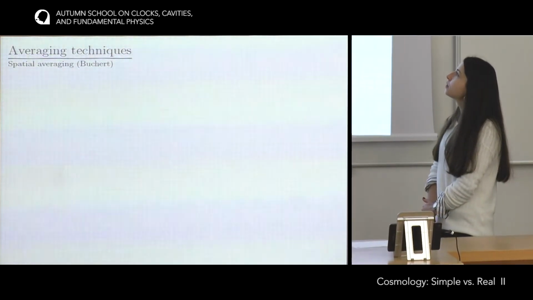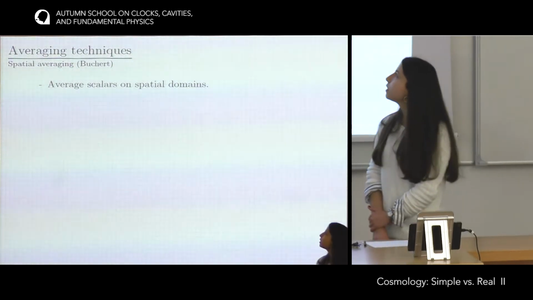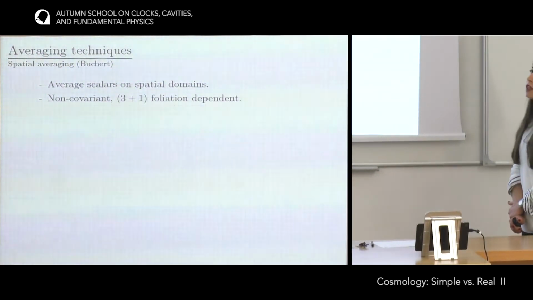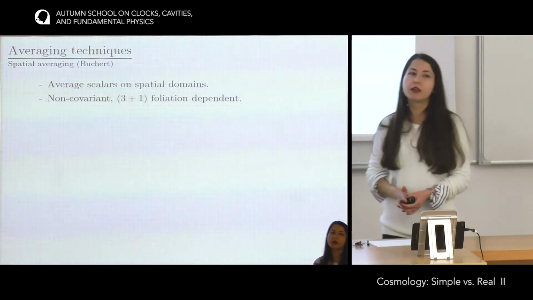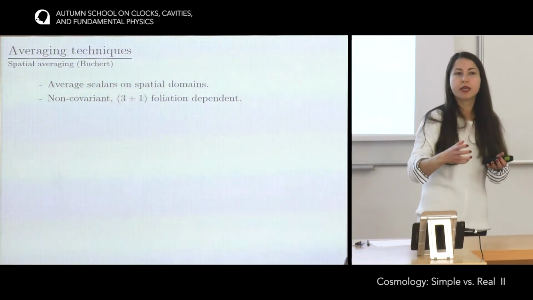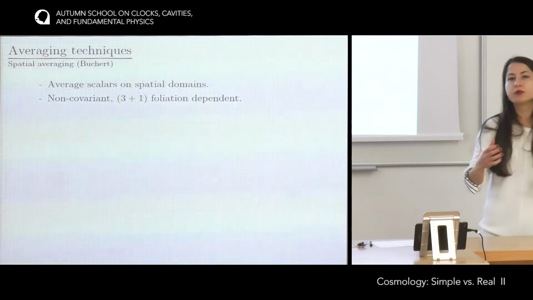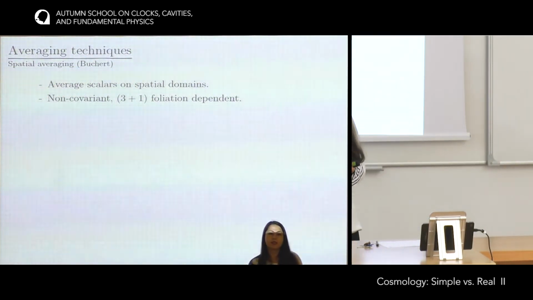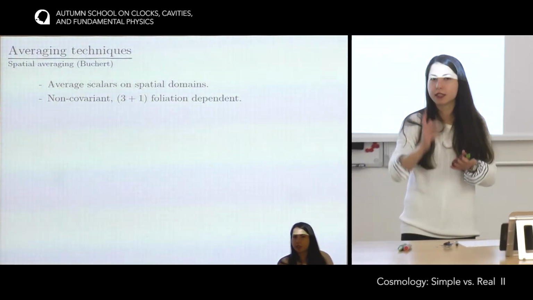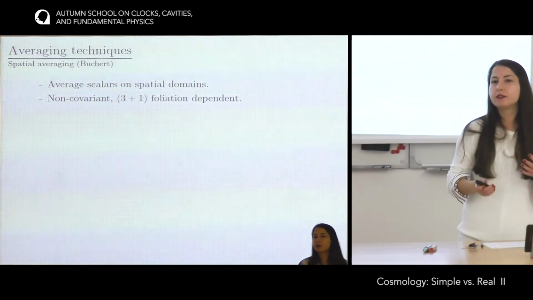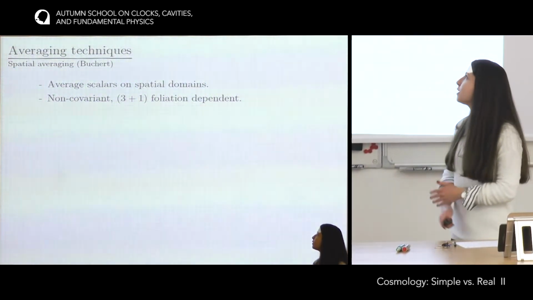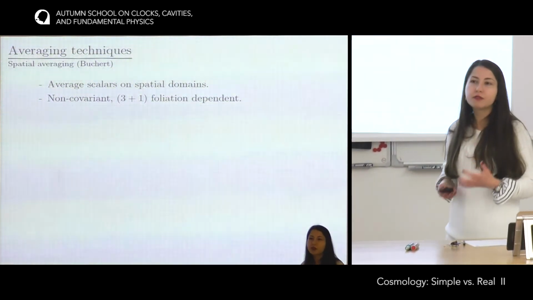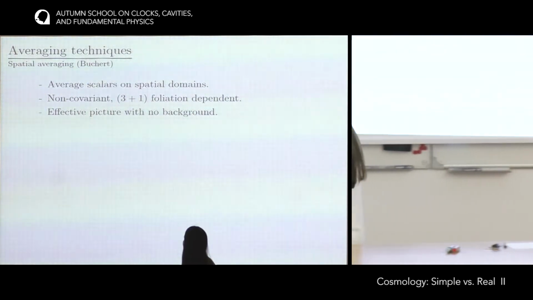So I'll start with Buchert's averaging. It averages scalars on spatial domains, and it's not covariant. It depends on how you define your spatial sections, because in general relativity there's no one way of foliating space-time into regions of space and time. There are actually infinitely many ways of doing that. So this kind of averaging depends on how you define your spatial slices.